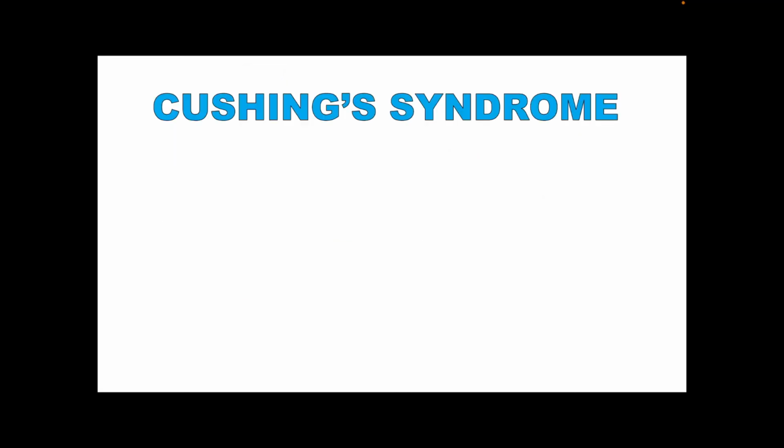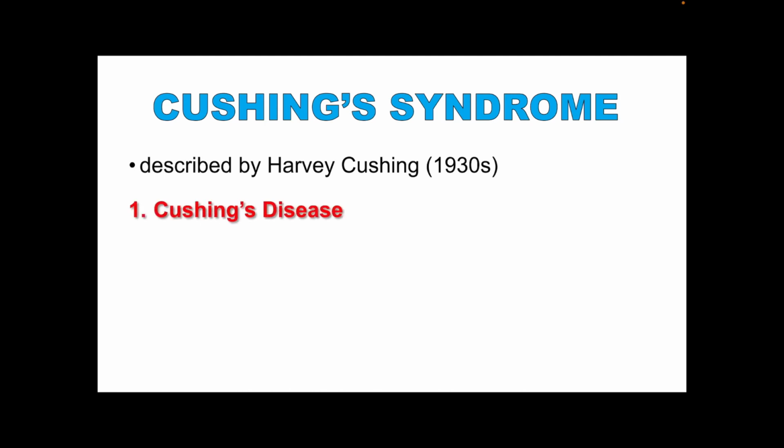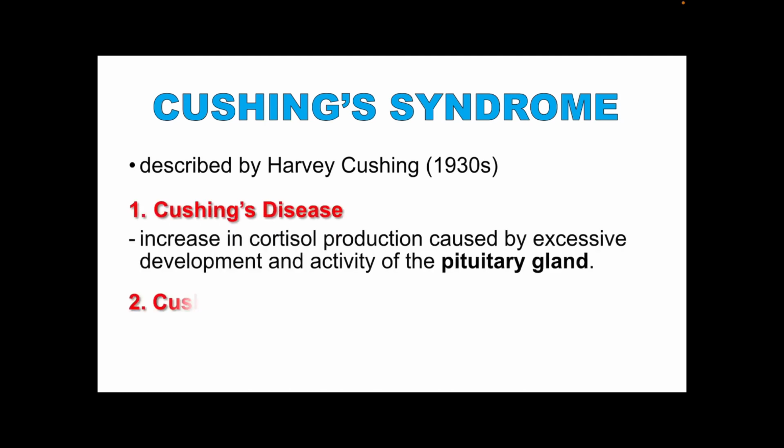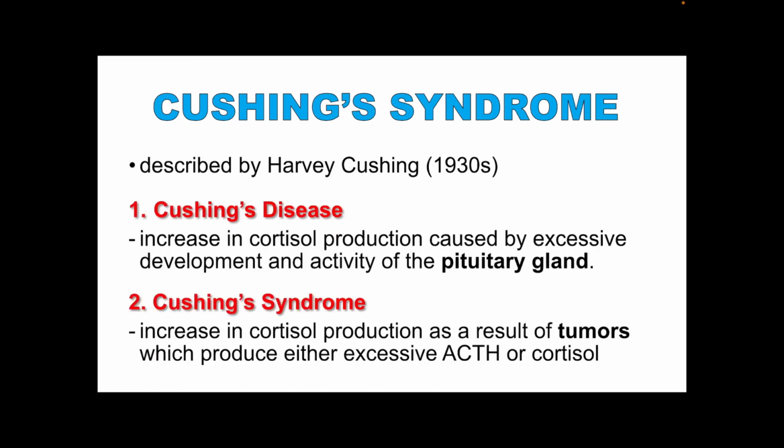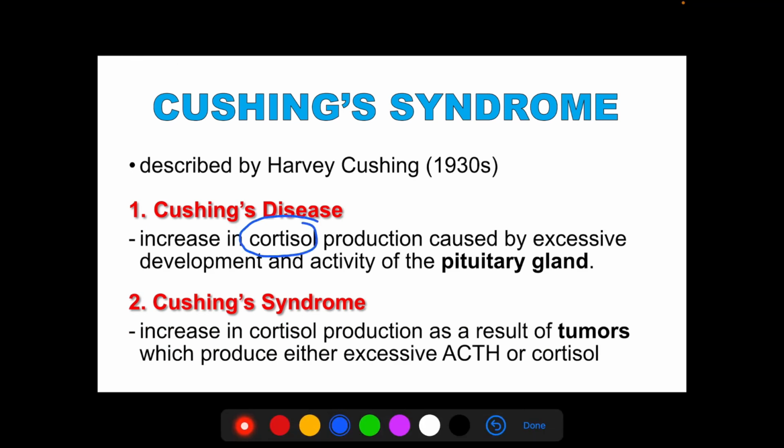Now let us have the Cushing's syndrome. So this one, it was described by Harvey Cushing in the 1930s. So take note, we also have the Cushing's disease. So how do we differentiate it from the Cushing's syndrome? So in Cushing's disease, there is increased cortisol. So it's also seen in Cushing's syndrome. So both of them have increased cortisol level.